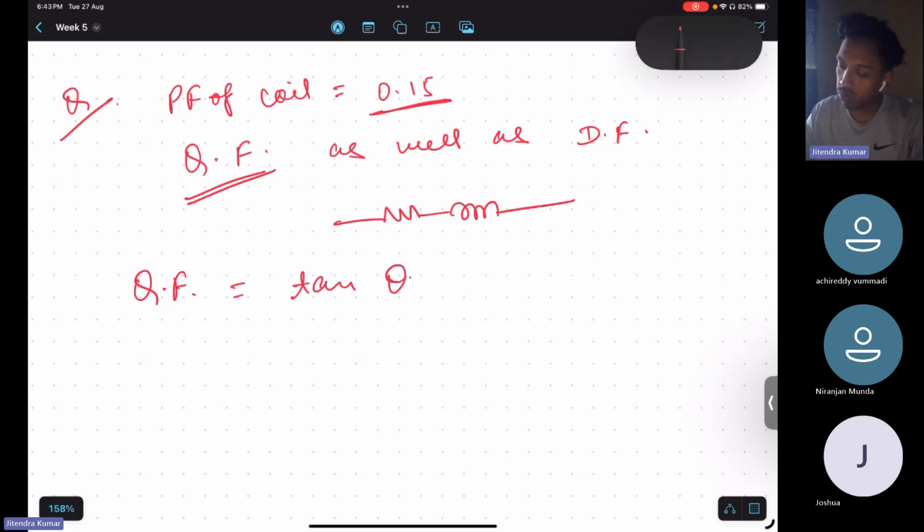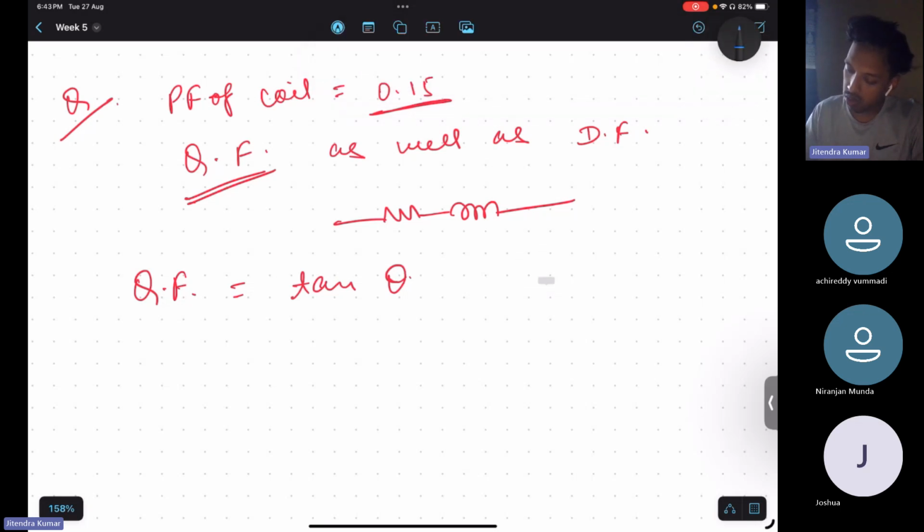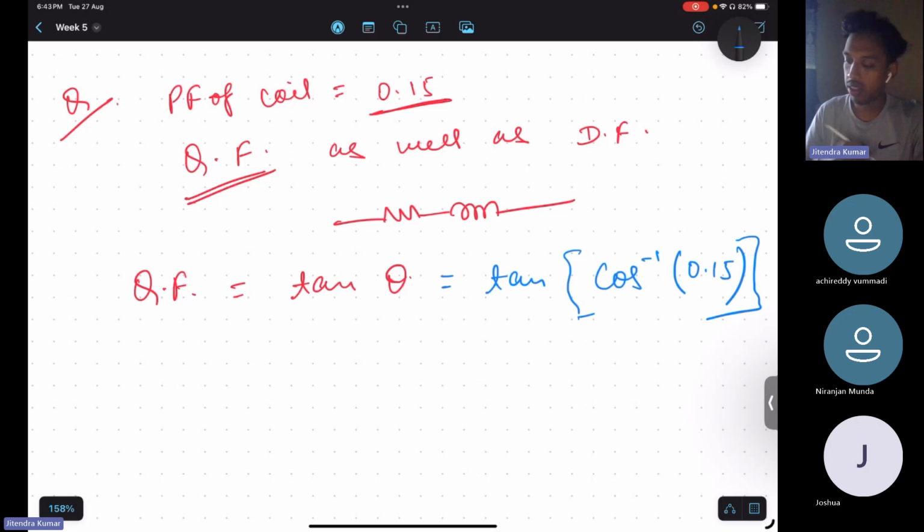So what we can do is take the inverse of it. We write tan of cos inverse 0.15. Whatever cos inverse 0.15 is, that is the angle, and if you take tan of that angle, you will get 6.6. So the quality factor of this circuit is 6.6.